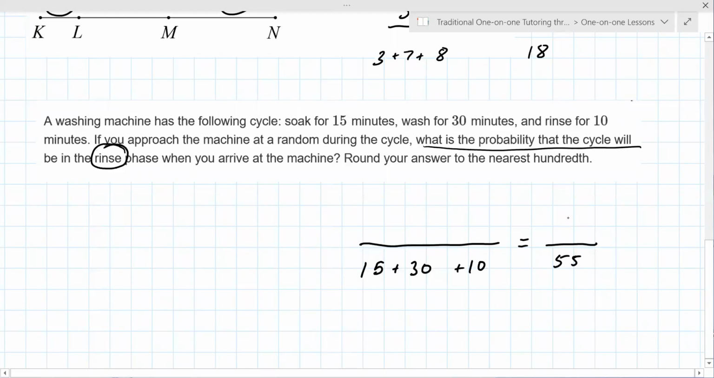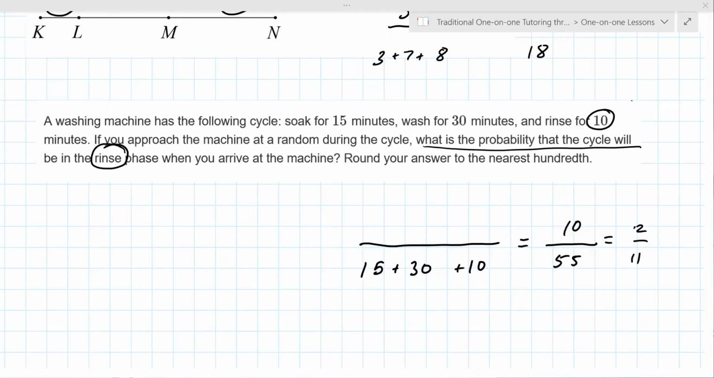What is the probability that the cycle will be in the rinse phase? So we only care about rinse. Rinse is success. So how many minutes is it spending in rinse? 10. So what is 10 over 55? It is 2/11, but what is it when you put it in a calculator, please? 0.18. 0.18, yes. Okay.